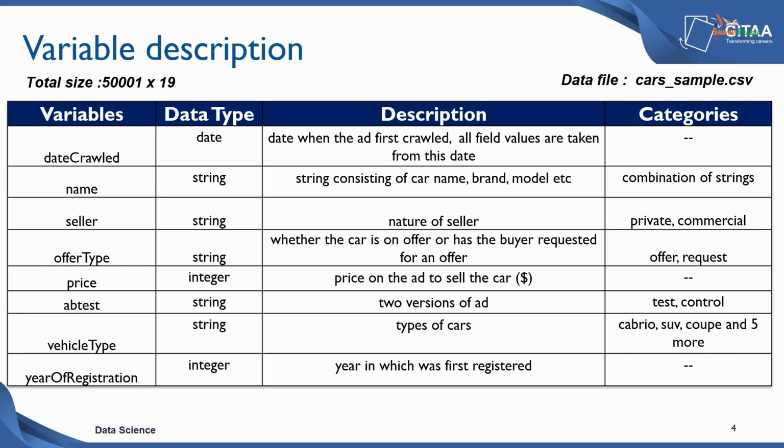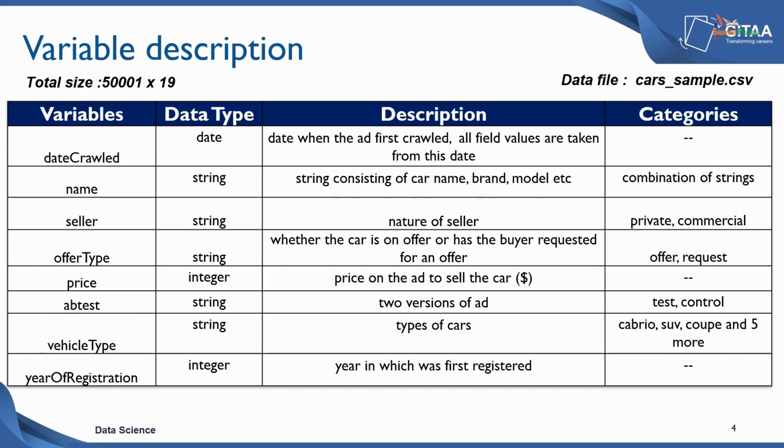Price is an integer here. It's the price that has been quoted in dollars. A/B test, this variable is a string again. So this variable basically has two categories. One is called test and the other is called control. And this basically tells you the two versions of the ad that has been floated. So vehicle type is a string, and it's the types of cars that you have, whether you have coupe, SUV, limousine, etc. So there are overall 8 categories in this variable.